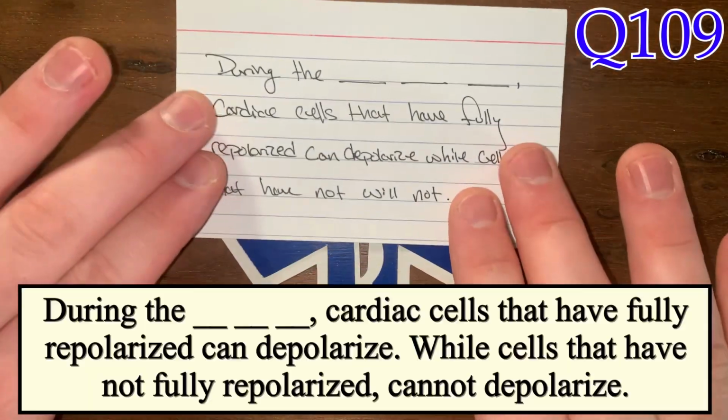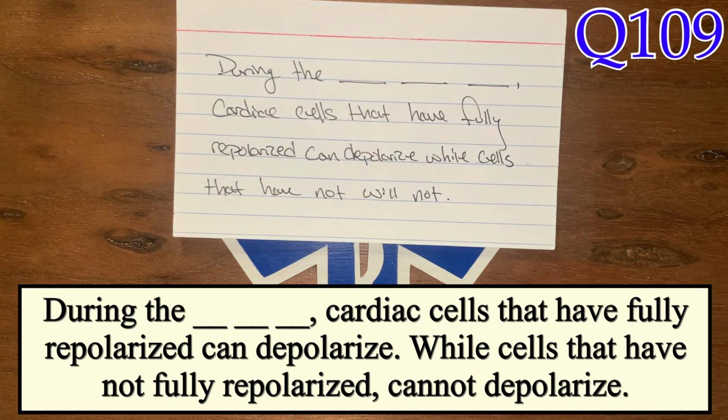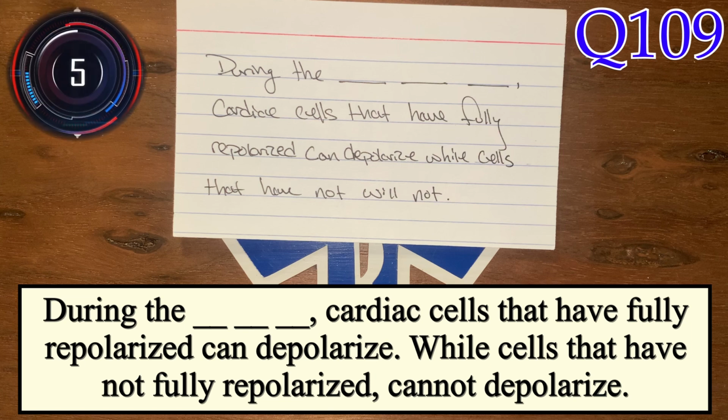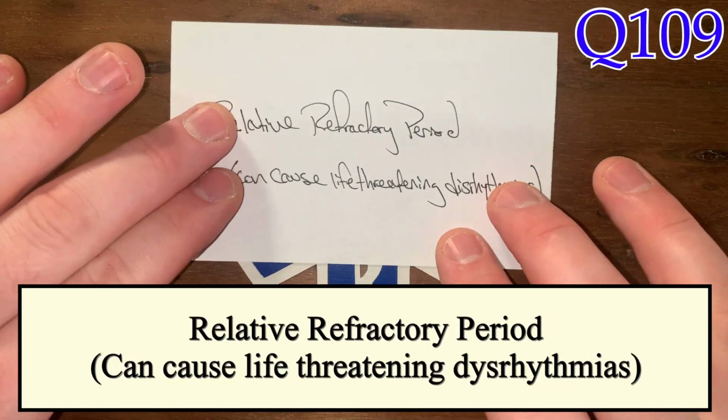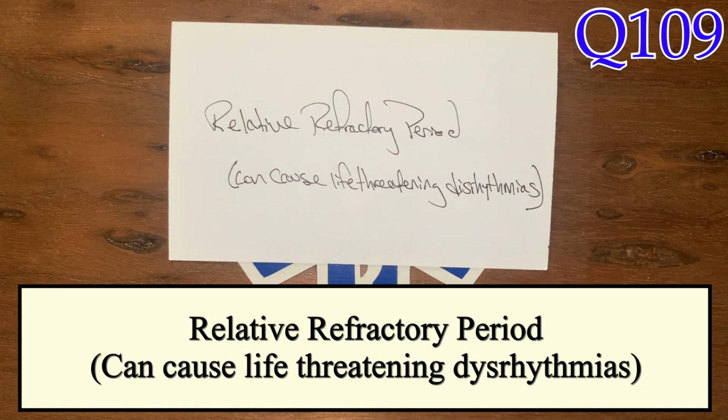Question 109. During the blank blank blank, cardiac cells that have fully repolarized can depolarize, while cells that have not fully repolarized cannot depolarize. So this period is known as the relative refractory period. And the reason that it's important is that during this period, life-threatening dysrhythmias can occur. This is known as your R on T phenomenon.